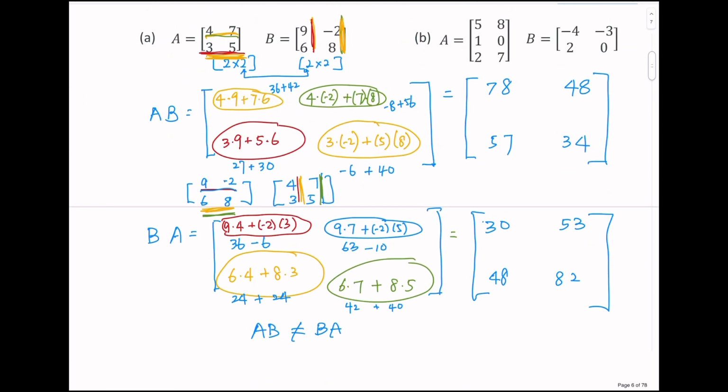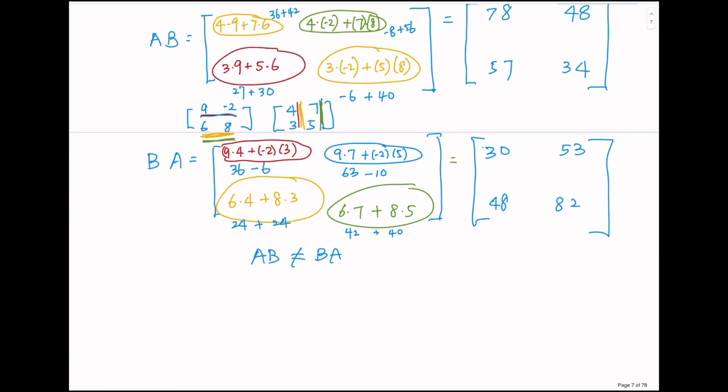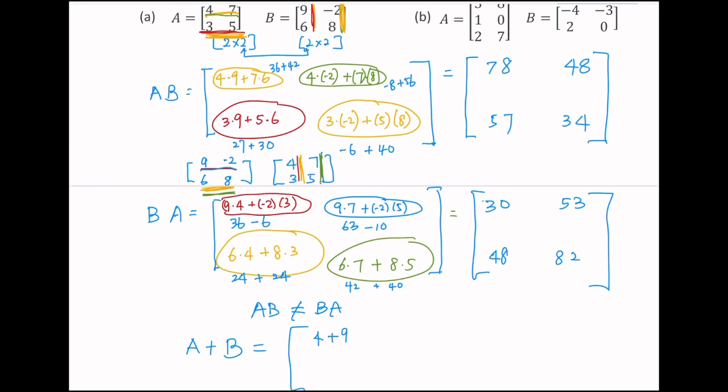What about just addition and subtraction? We have A plus B: 4 plus 9. Just go by element, and then 7 minus 2, 3 plus 6, 5 plus 8. That is 13, 5, 9, 13. And if it's subtraction, you just need to change positive to negative.